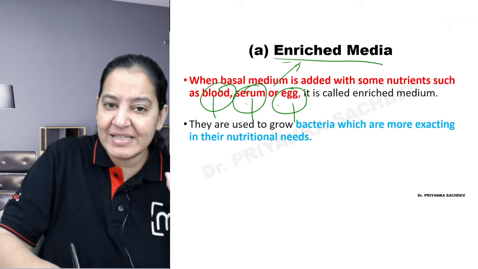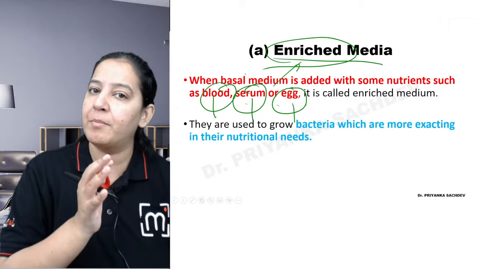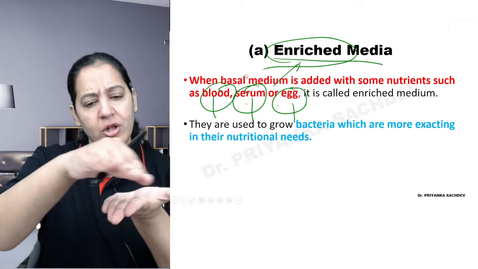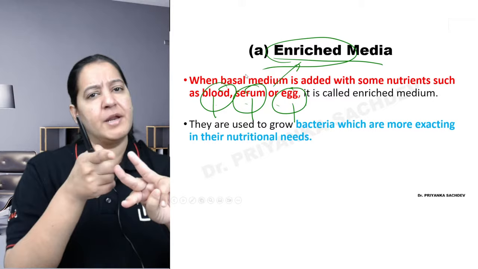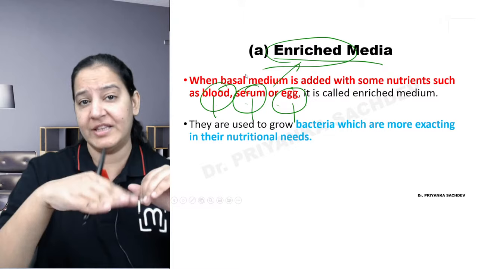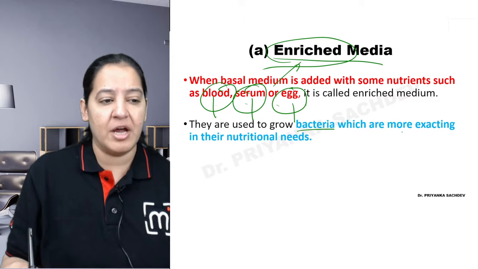So you can see the dictionary meaning of enriched. Enriched means it contains more nutrition apart from normal basal nutrition. In a plate of nutrient food, I am providing all the basic things, the water, the NaCl, the peptone, the meat extract. But additionally, I am giving three things to the bacteria. Number one, either blood. Number two, serum. Number three, egg. Any of them. So such a plate which contains any of these things is known as enriched media. So the bacteria which are more exacting in their nutritional requirement require this media.